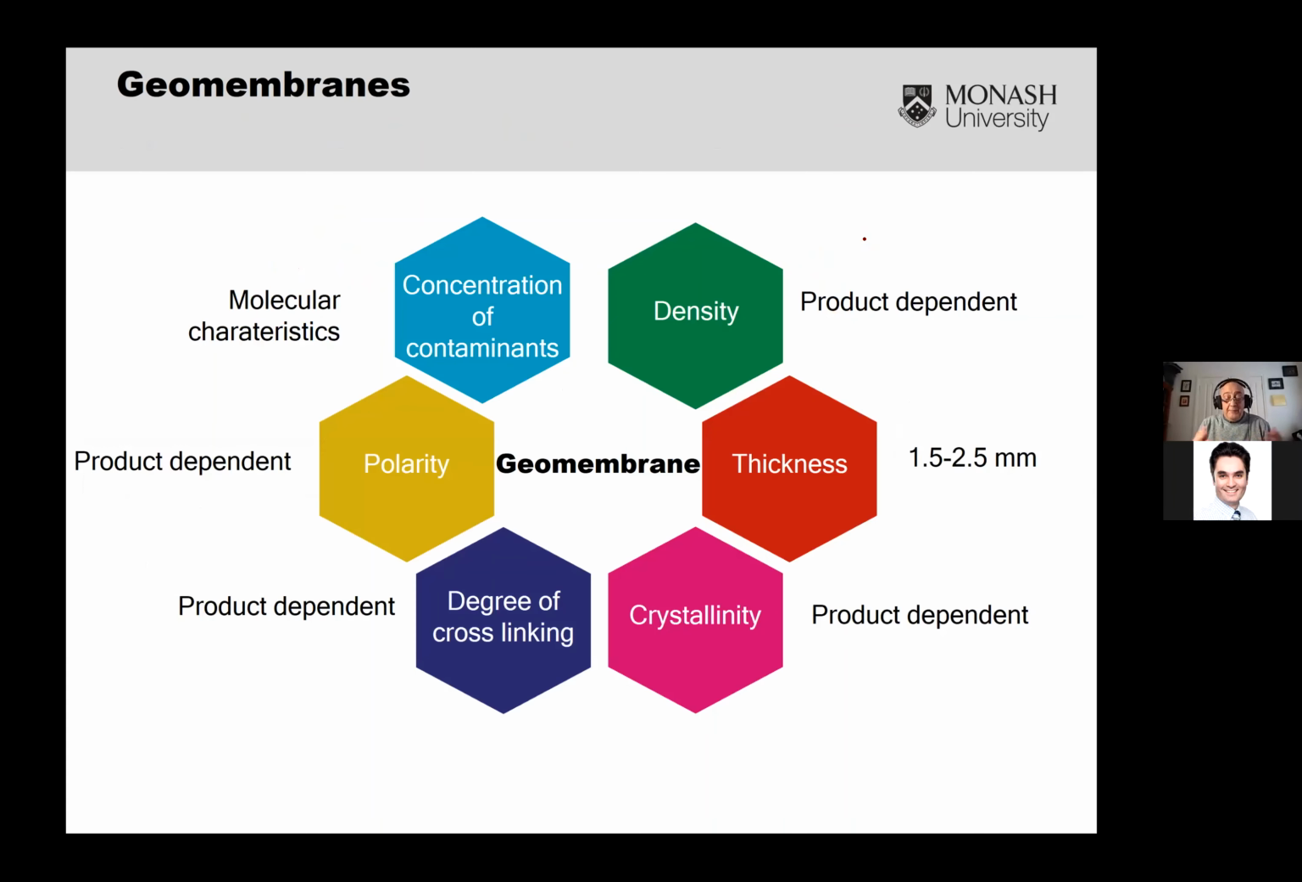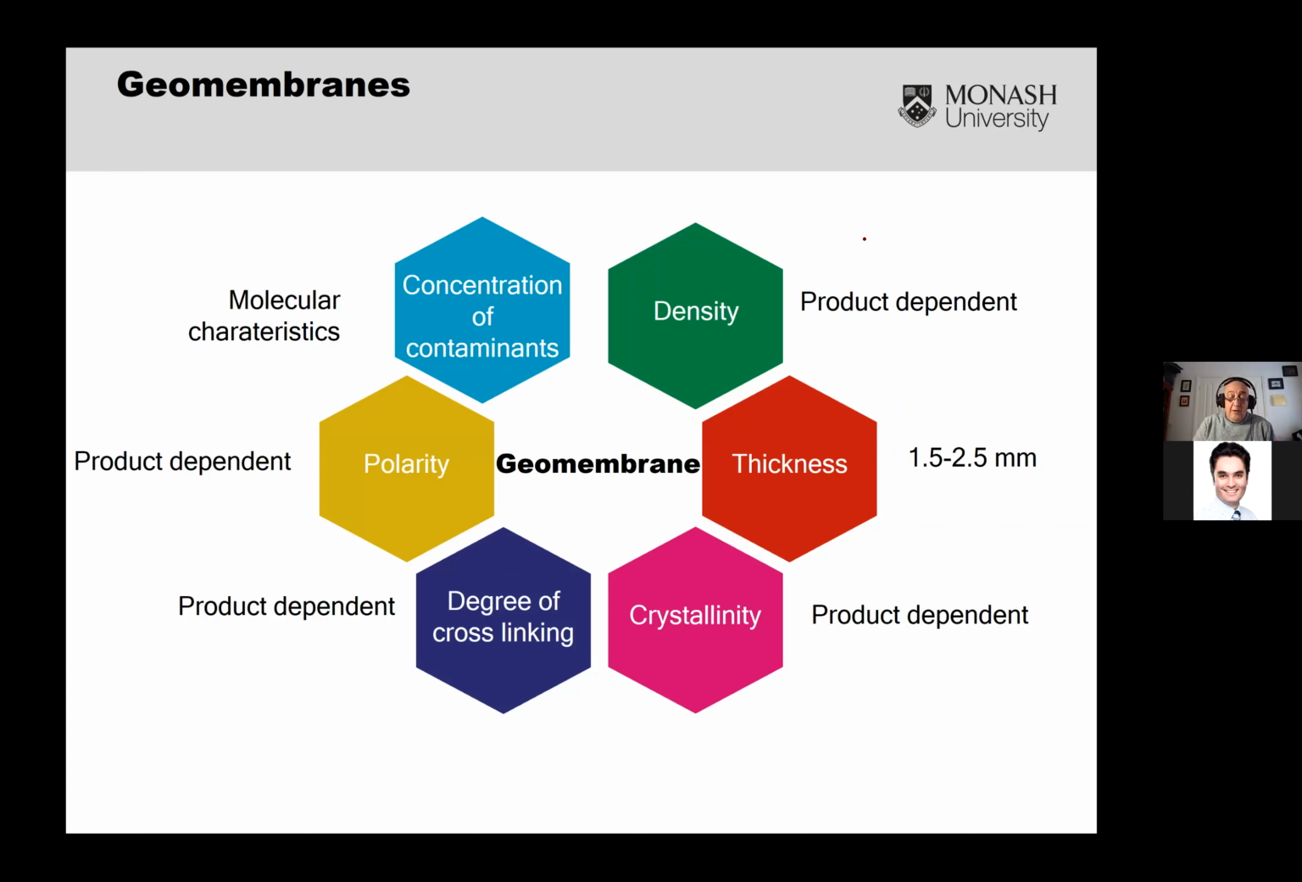So in this respect, the potential migration of PFAS through the geomembrane will be a function of the structure of the polymer, which will of course be a function of the density, thickness of the geomembrane, its degree of crystallization, the degree of cross-linking, its polarity, as well as the concentration of contaminants and their molecular characteristics. And all this, if you look at the structure of the geomembrane, is usually product dependent.